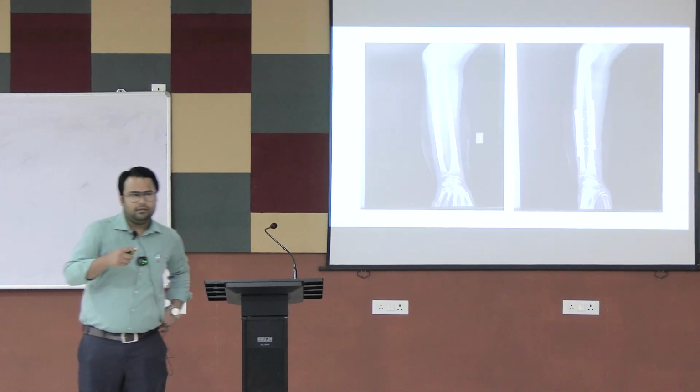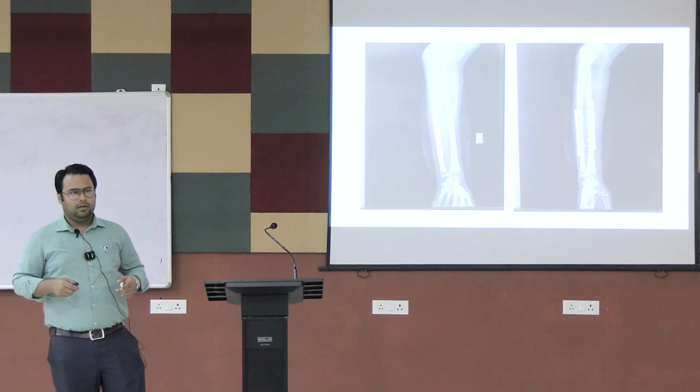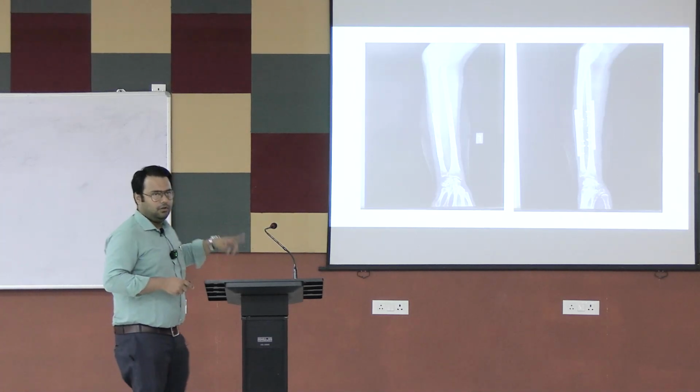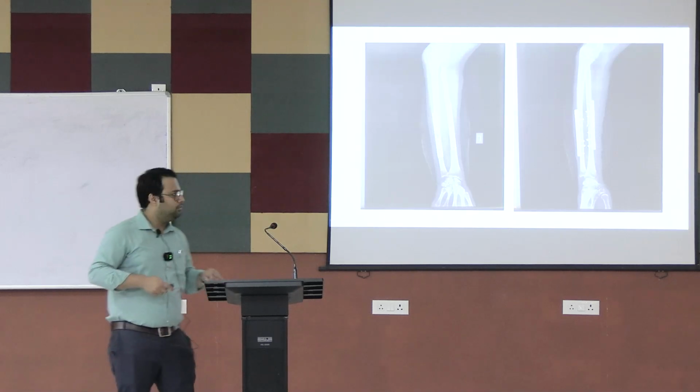Secondary callus takes place in case of not very rigid fixation. That is the main callus that you see. This is primary fixation, primary callus formation. So we don't see that huge bulk of callus, but the fracture union takes place very smoothly.